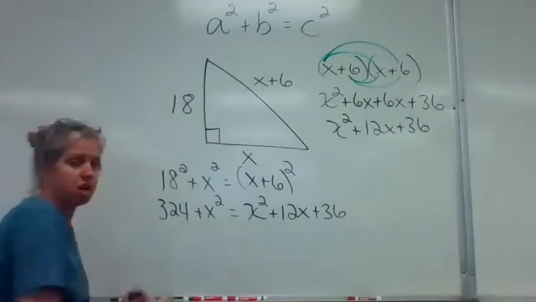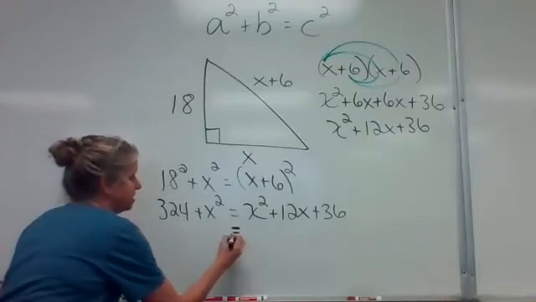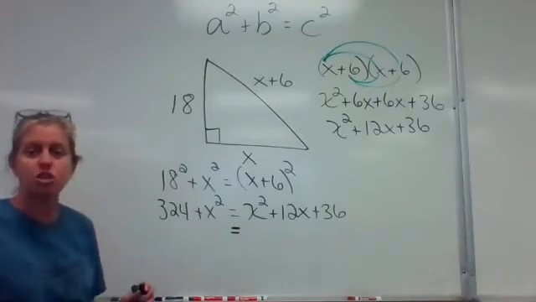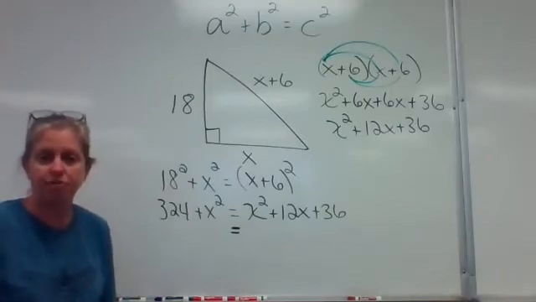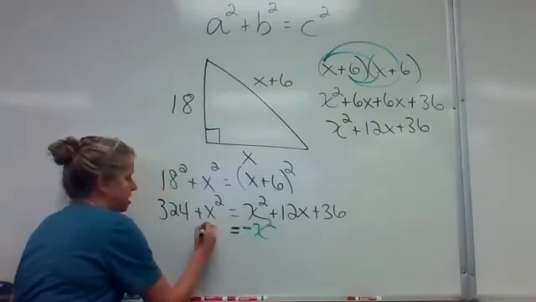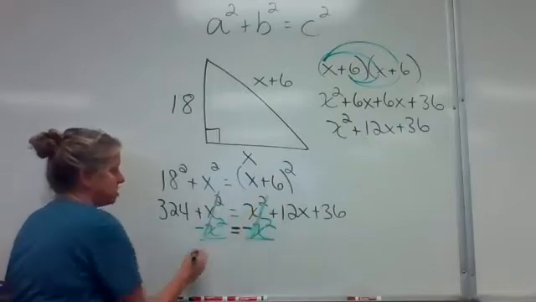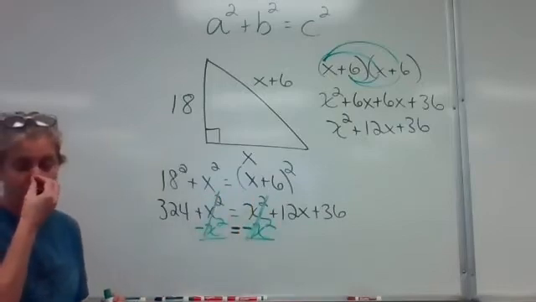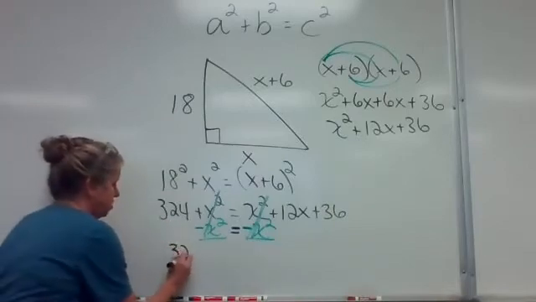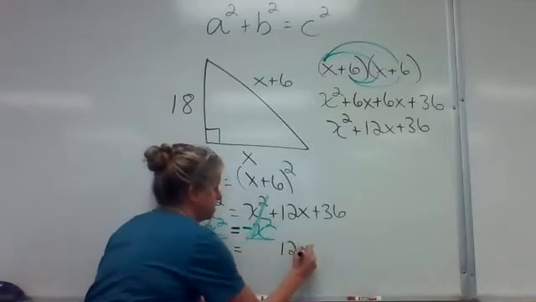Now, it looks like it's going to be quadratic, but notice that here's my equal sign. I have x squareds on either side of the equal sign, so why not just subtract them off? That will cancel both of them, right? I can do anything I want as long as I do it to both sides. So if I subtract that x squared from both sides, I don't have an x squared anymore. It's not quadratic. I'm just left with 324 equals 12x plus 36.